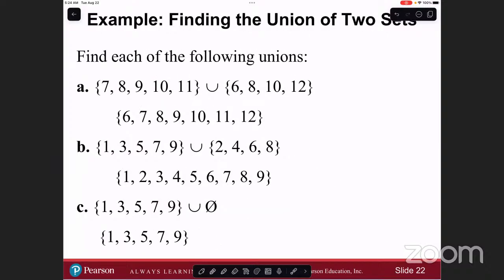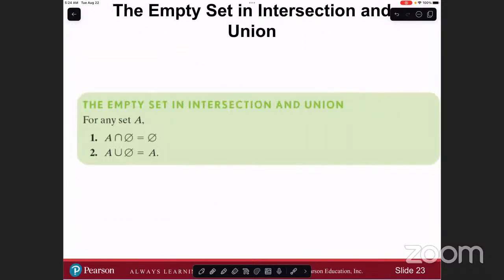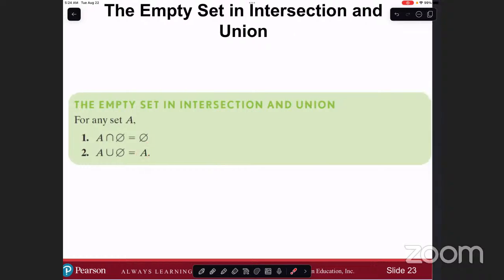So then the empty set and intersection and union. For any set, what does a set have in common with the empty set? Nothing, right? So any set intersection the empty set is an empty set. Any set combined with the empty set is itself, right?